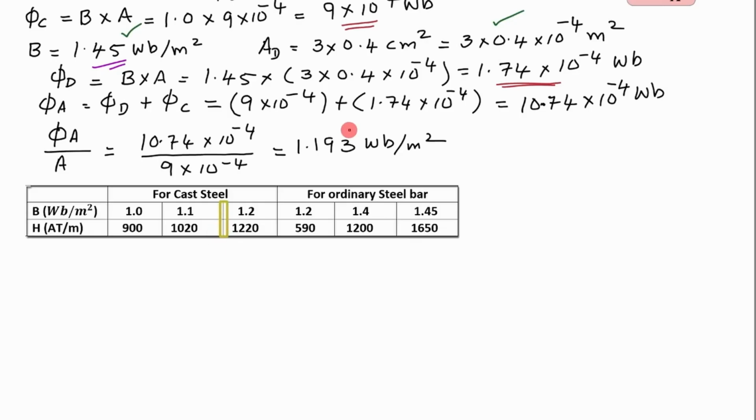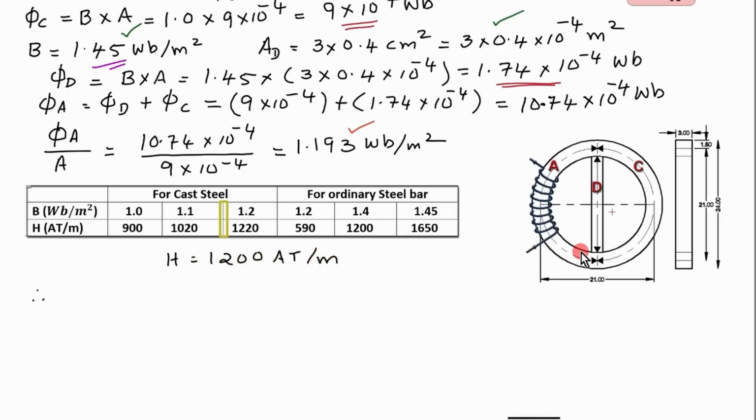So, for producing this much flux density, the magnetizing force required is 1200. H is equal to 1200 ampere turns per meter. Therefore, MMF required for limb A is magnetizing force H into length of A, that is H into L, that is equal to 1200 into length, which is half of that circumference, 0.33 meter. This is equal to 396 ampere turns.